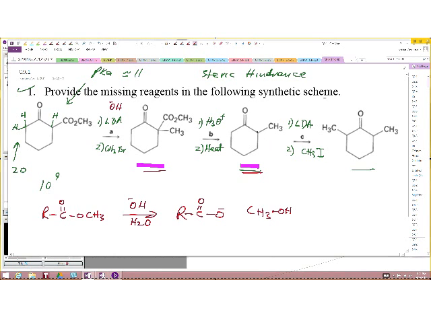So instead of the LDA coming here to remove this hydrogen here, it will simply come here to remove this hydrogen here. And then once you form the enolate on this carbon here, you add the alkylating agent, and then you are going to form your new carbon-carbon bond.